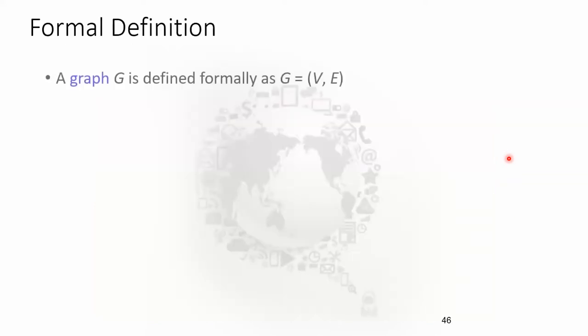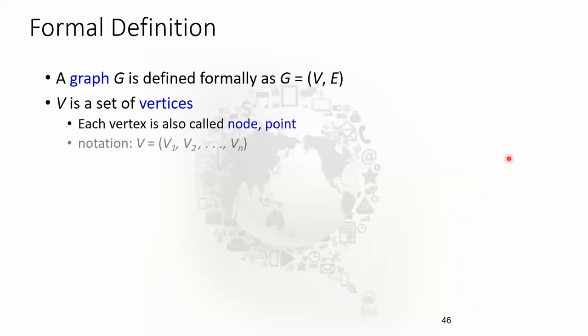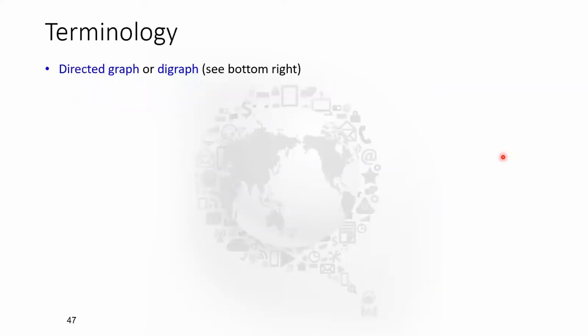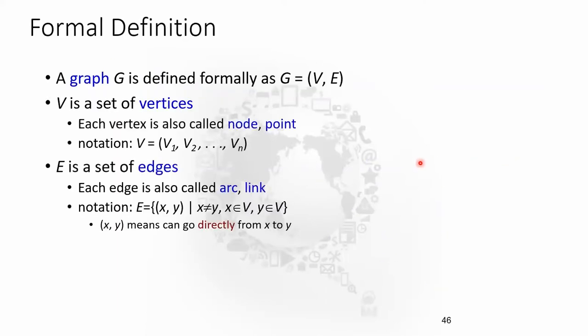So all this, you can actually do with a graph. That's why you need to learn graphs and understand them. A graph is formally defined as V and E. V would be the vertices and E would be the edges. Each vertex is also called a node. An edge is the link between the nodes.